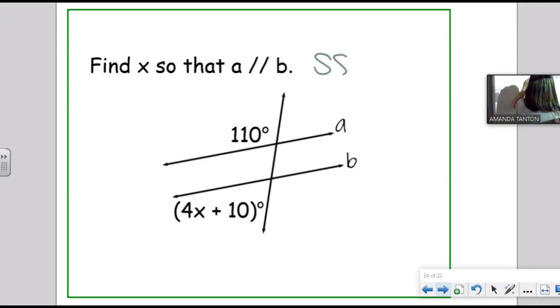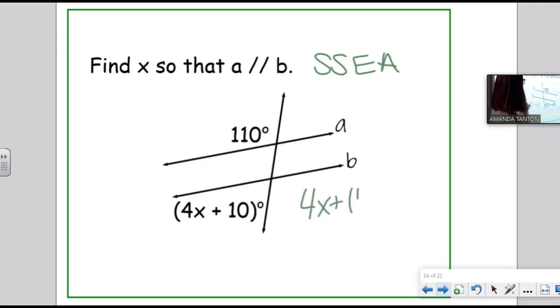Same side exterior angles. And you're like, okay, if I want A to be parallel to B, these angles better do what the theorem says. And the theorem says same side, supplementary. Same side, supplementary. So 4x plus 10 plus 110 equals 180.